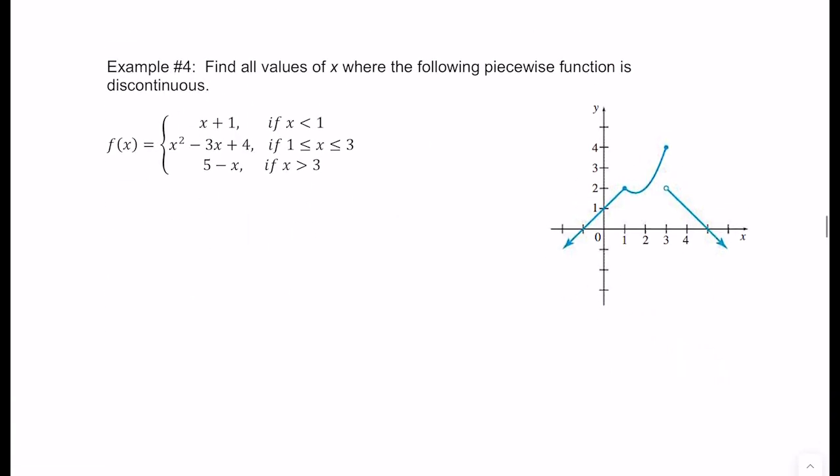In example 4, we have a piecewise function. We looked at piecewise functions in one of the previous videos. Here we want to find all values of x where the piecewise function is discontinuous.